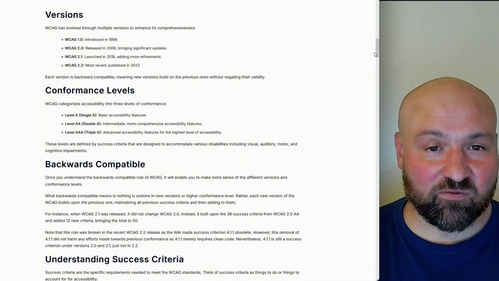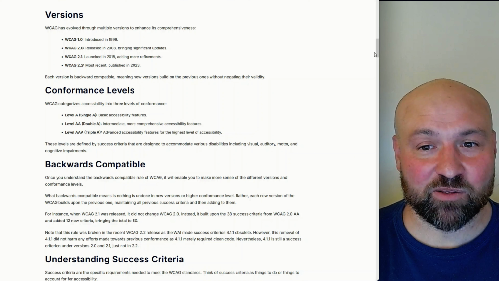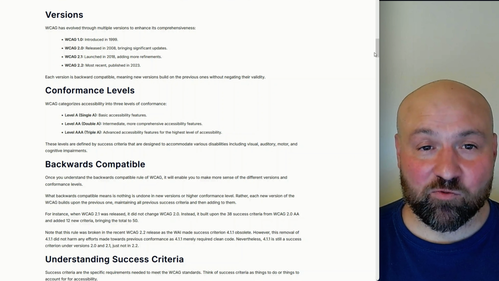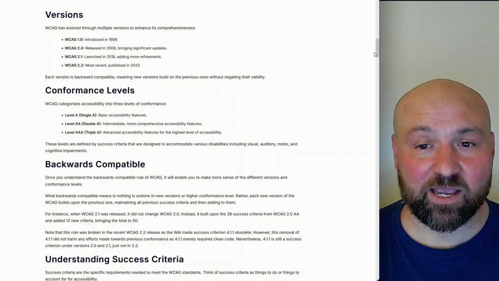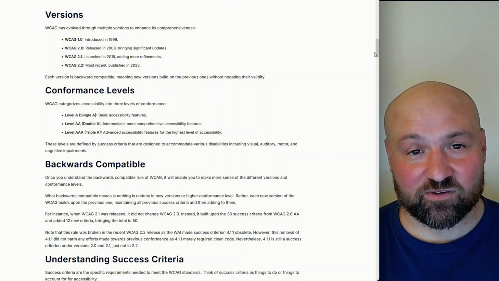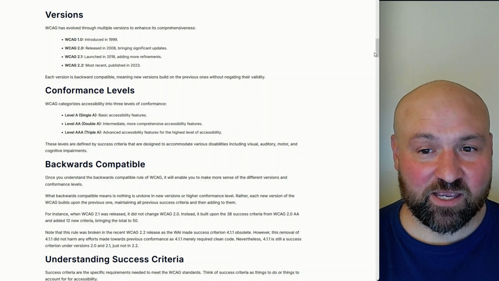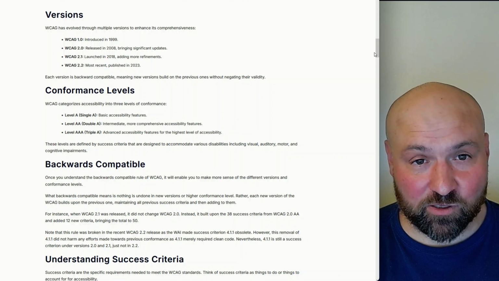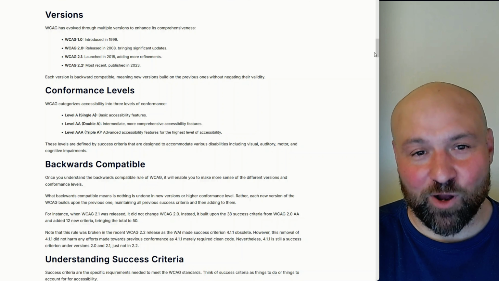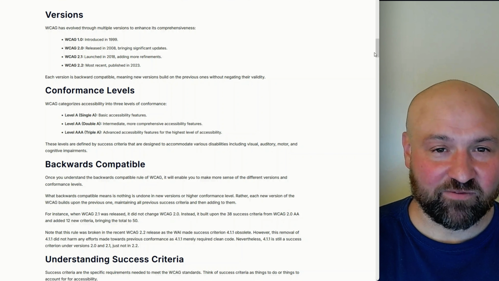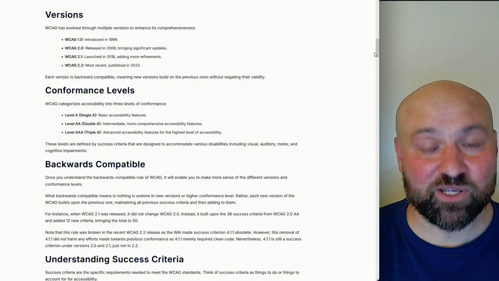Now, when we look at conformance levels, they work the same way. They build on top of each other. And the conformance level that you want to zero in and focus on is conformance level AA. So there are three conformance levels. There are A, AA, and AAA. We want to focus in on AA, which is going to include single A. So AA includes single A. So all of the criteria that are in level A are also in level AA. And with AA, we're building on top of that.